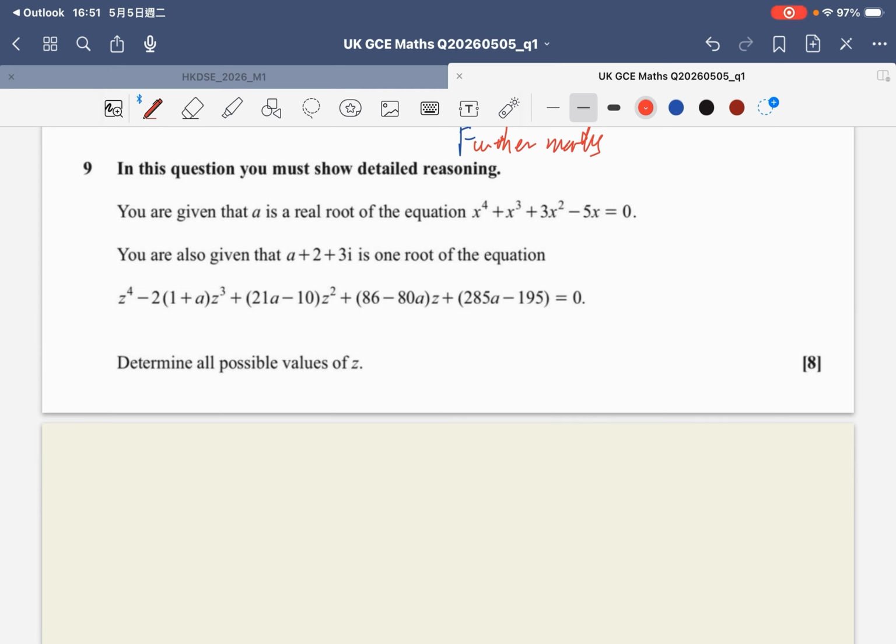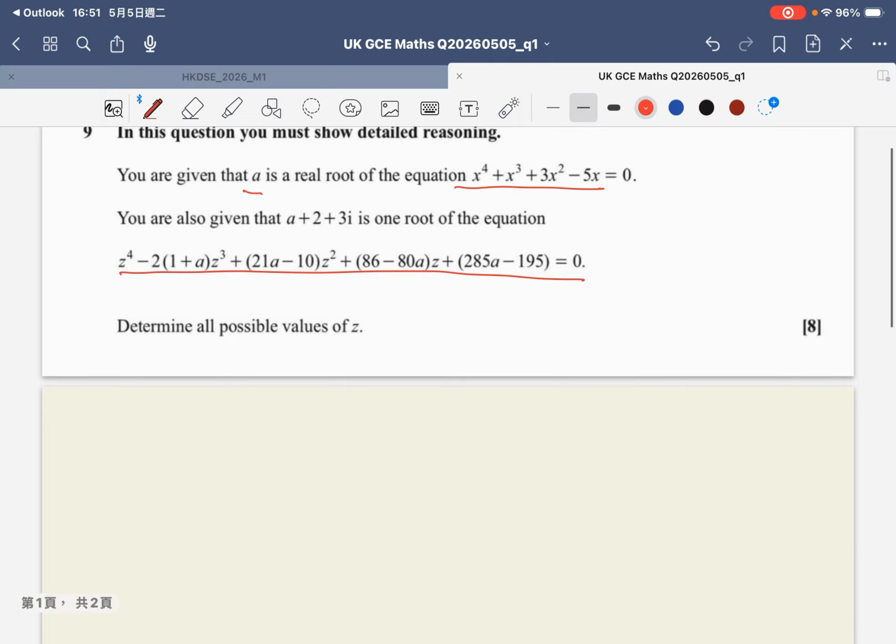For that, you are given a real number a, a real root of the equation, and you are also given that a plus 2 plus 3i is one root of the following equation. Determine all values of z. That means solve this equation.